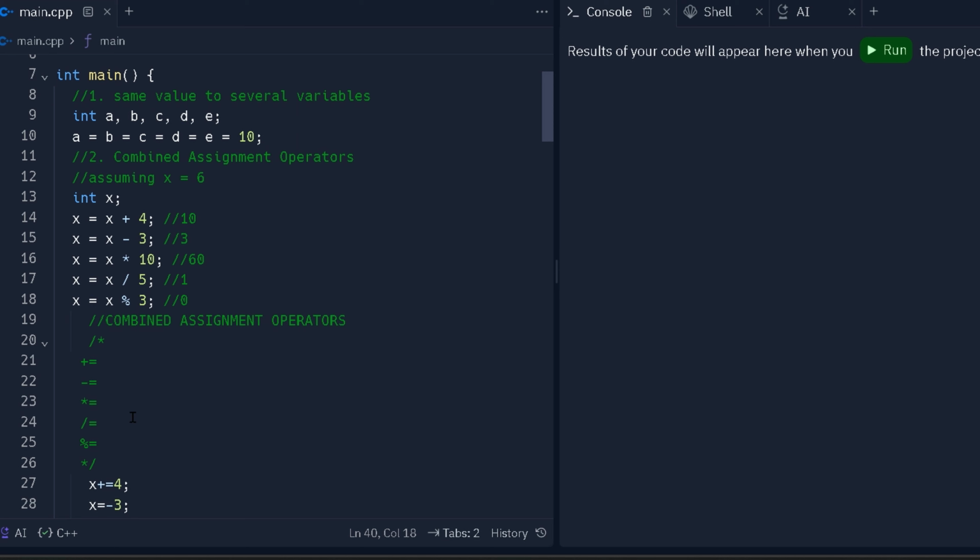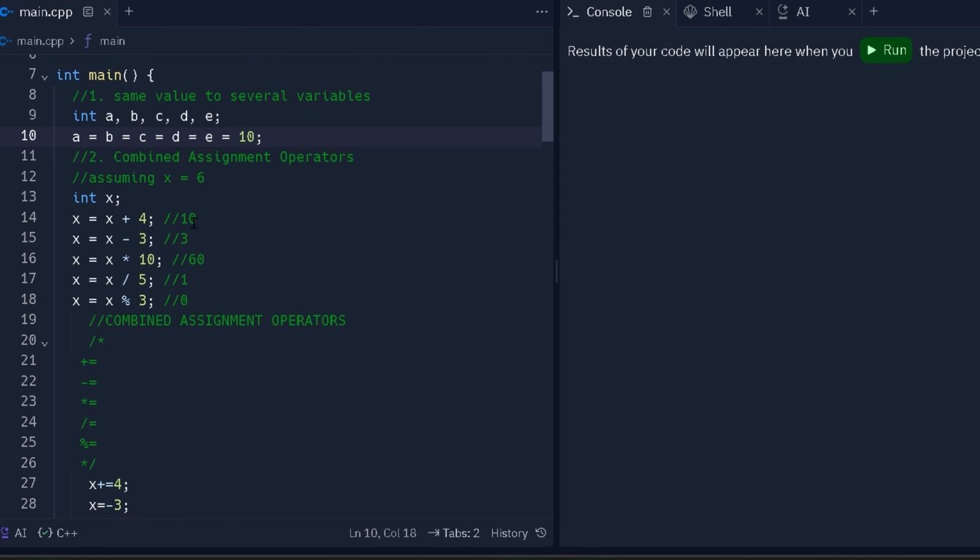Let's look at multiple assignment and combined assignments. First, with multiple assignments, you can assign the same value to several variables with one statement. So if we look at line 9, we can see I have declared all of these different variables here. And if we look at line 10, we can see that I'm initializing them all to equal 10. You can do that just as it is here.